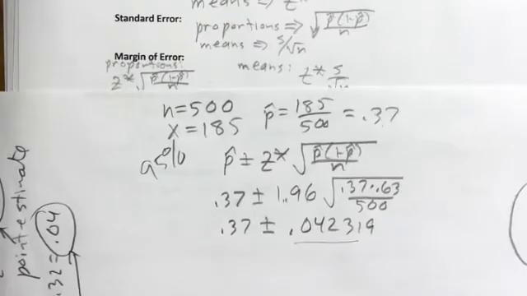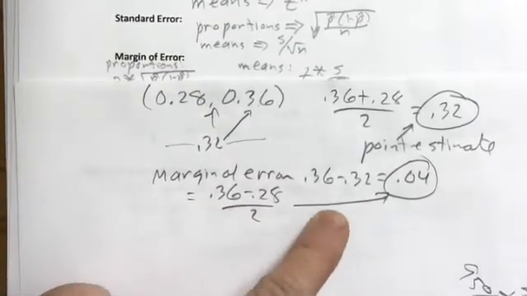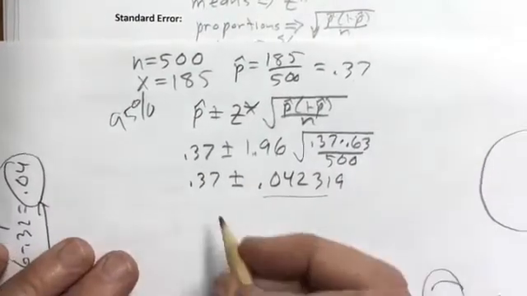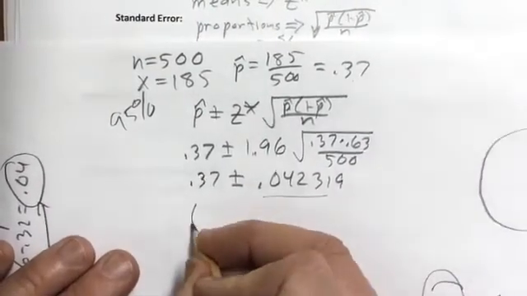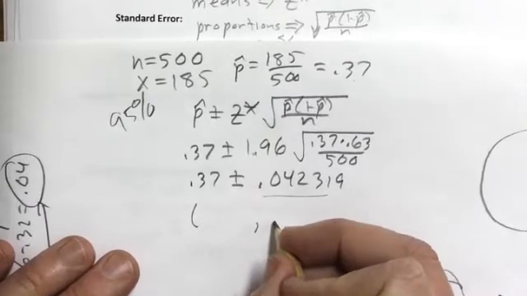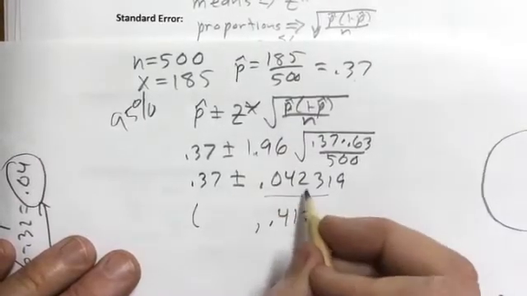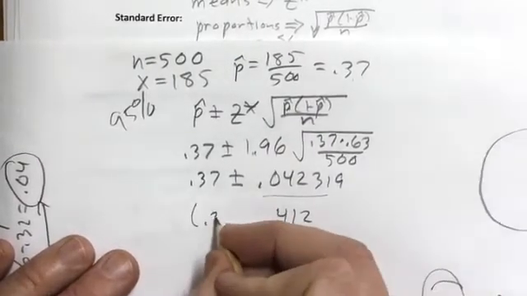Or like that little thing I did before to find the margin of error. If you're given the interval, you could just subtract the 2 endpoints and divide by 2. So either way. And so then if we go 0.37 plus that, that would be approximately 0.412, I believe. And then if you go 0.37 minus that, it's approximately 0.329.